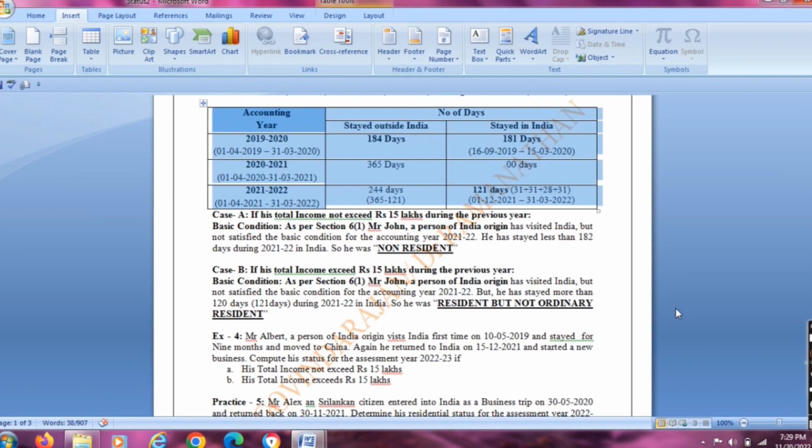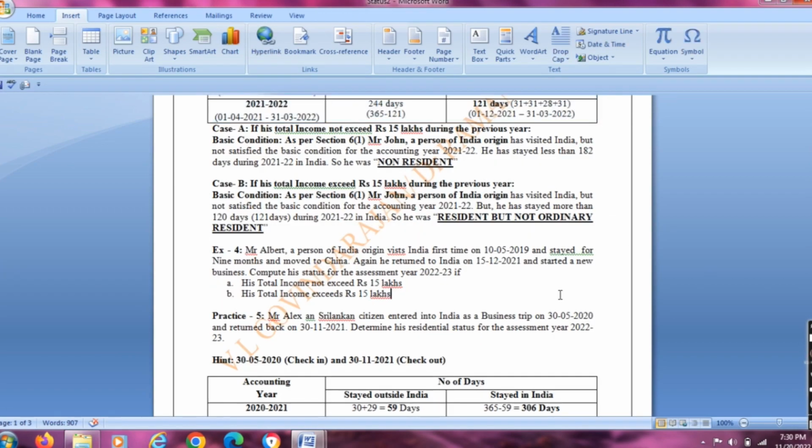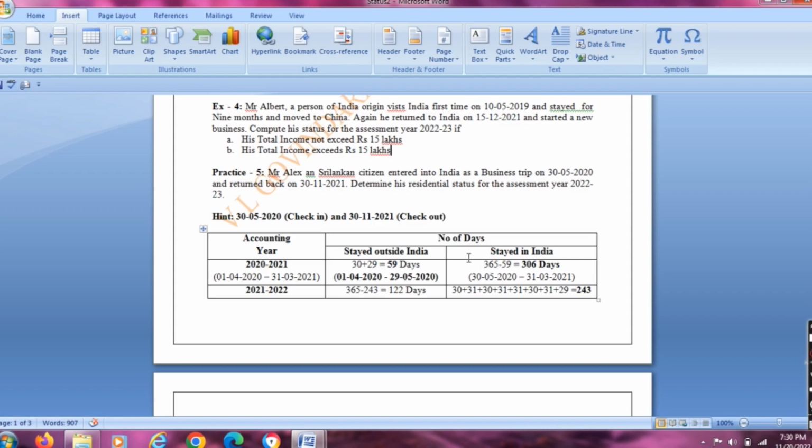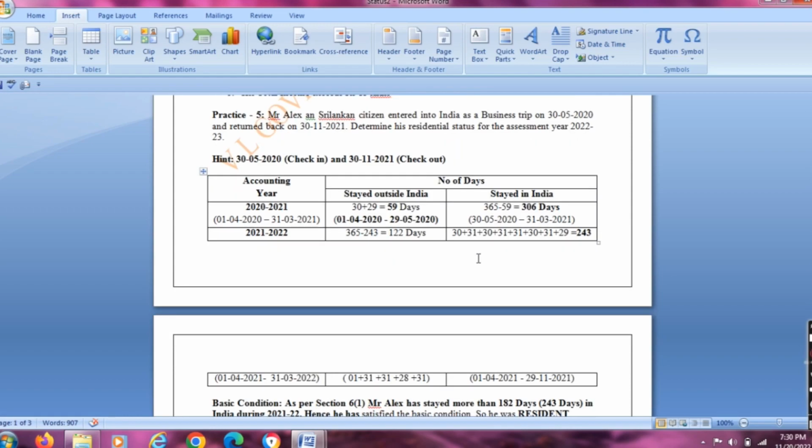In the same pattern, everyone can apply exercise 4. Now I am going to practice 5. Mr. Alex, a Sri Lankan citizen, entered into India on a business trip on 30th May 2020 and returned back on 30th November 2021. Determine his status for the assessment year 22-23.